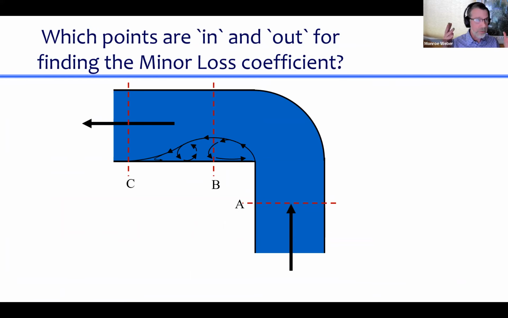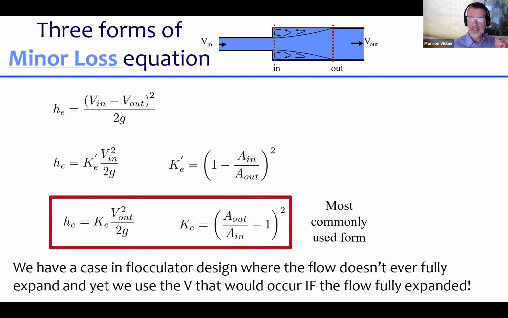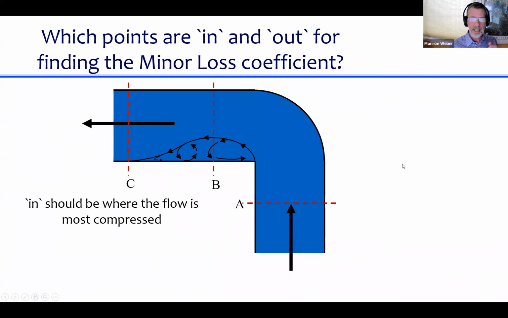B is where the flow is fully contracted. That's like this part right here in this flow expansion. That's where it's fully contracted. And C is where it's fully expanded. So you can think of this as exactly the same as a regular flow expansion, just that we don't know exactly what the velocity is in B because we don't know exactly how much it's contracted. See our problem?